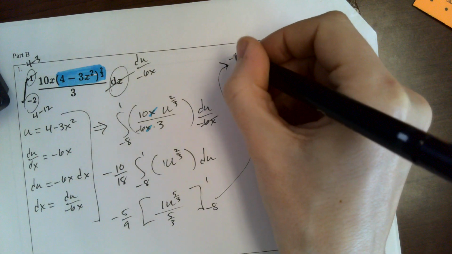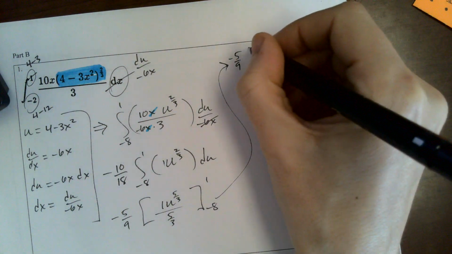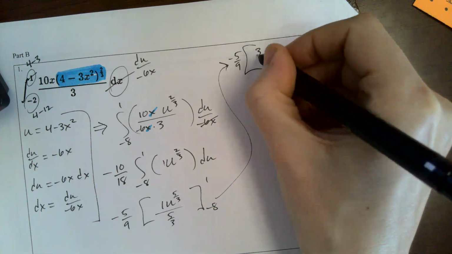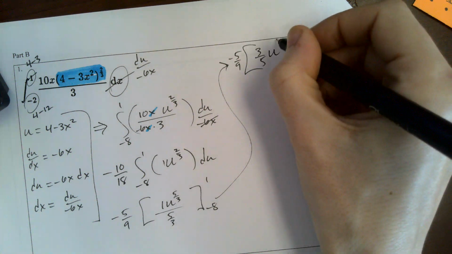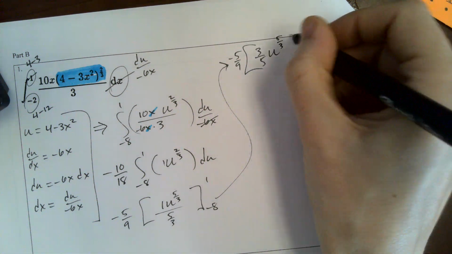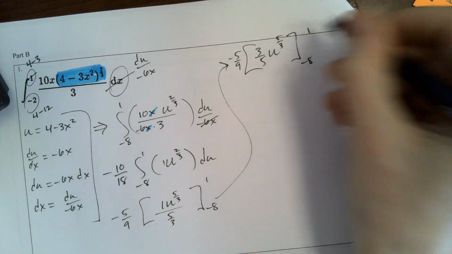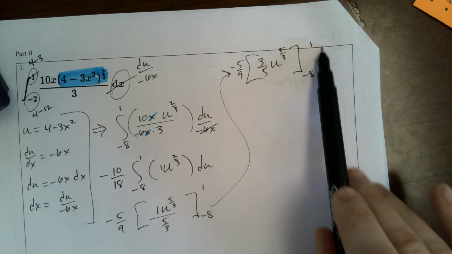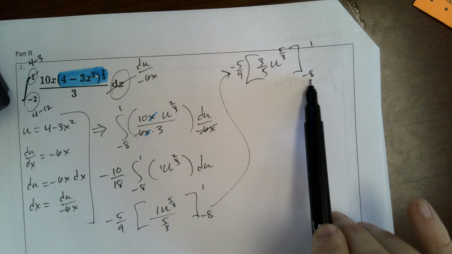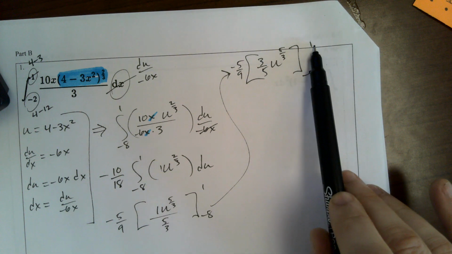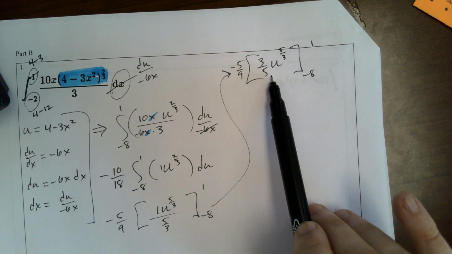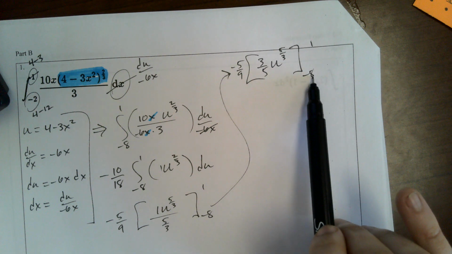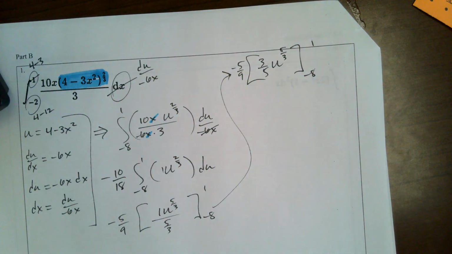So negative 5/9. I'm just going to write this nicer. So that's 3/5 u to the 5/3. Okay, so this up here is the final time. This down here is the initial time. If you plug in the final time, you're going to get the final value. If you plug in the initial time, you're going to get the initial value.